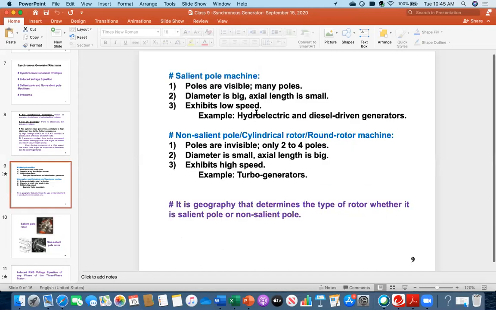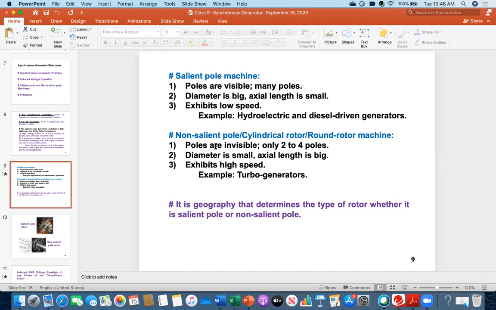Now come back to that slide. What I have written: salient pole machine, poles are visible, many poles. Diameter is big, axial length is small, exhibits low speed. Because there are many poles, by using that equation, they provide low speed. And what is the example? Hydroelectric generator that I just explained, or diesel driven generator. Typically, if it is diesel driven, they provide very low speed, so you have to choose salient pole machine.